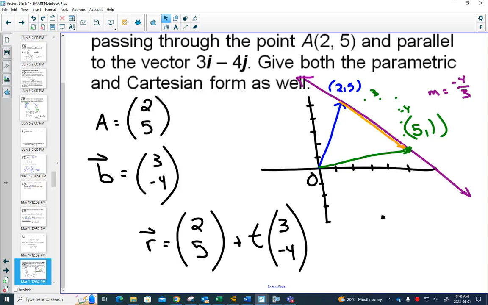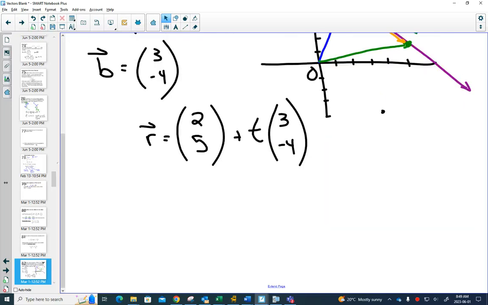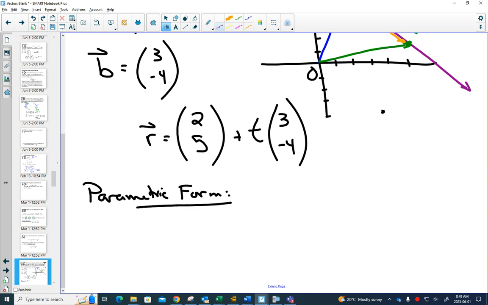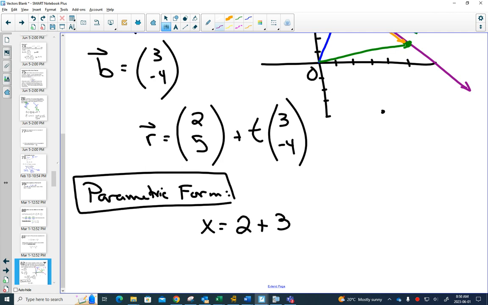Okay? But from this, if we look at the parametric form, just look at your x coordinates. Your x coordinates are 2 plus 3t. Your y coordinates are 5 minus 4t.